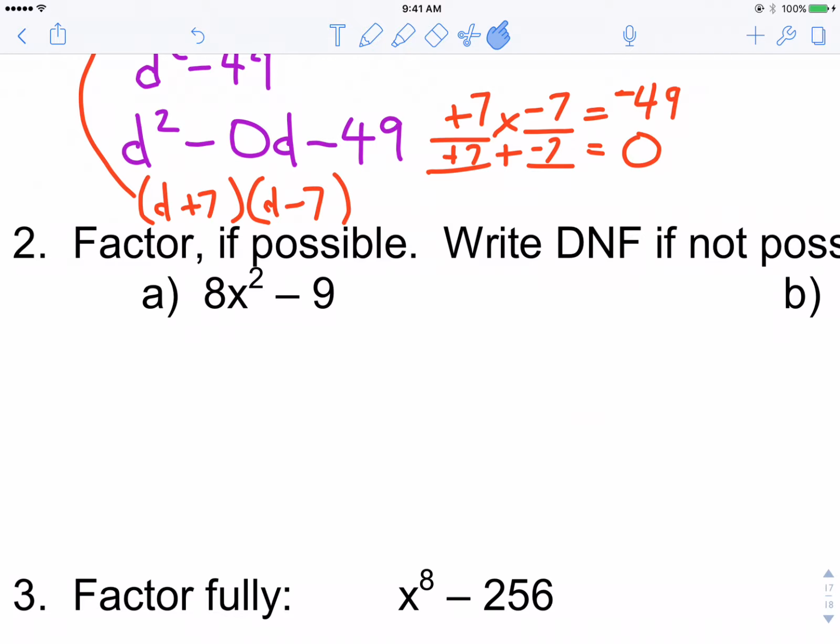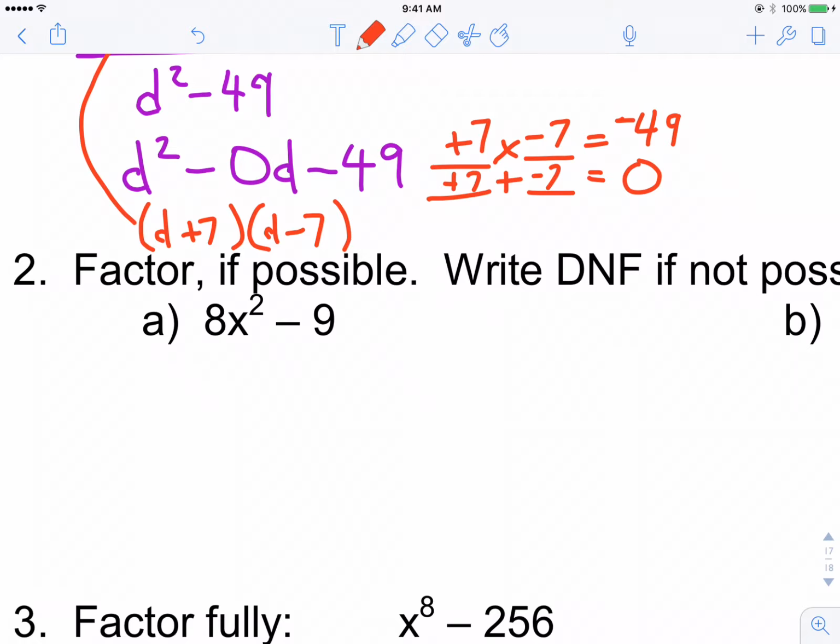Now I see I have a binomial, two terms. So I might start to be thinking, well, this could be a difference of squares. Are they separated by a minus sign? Subtraction? Yes. So I've met one characteristic. Is this 9 a perfect square? Yes, I've met the second characteristic.